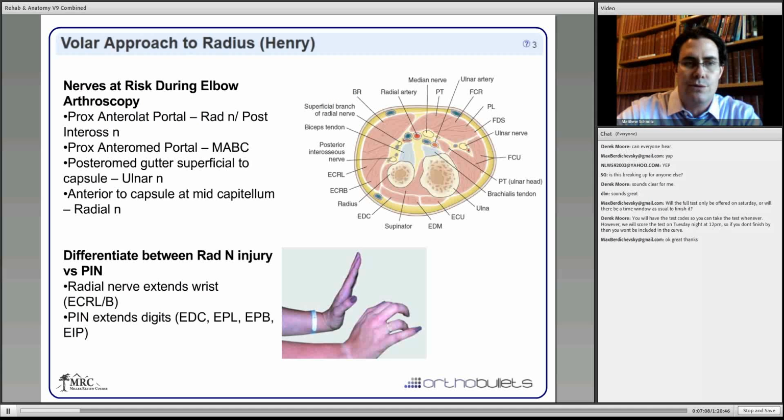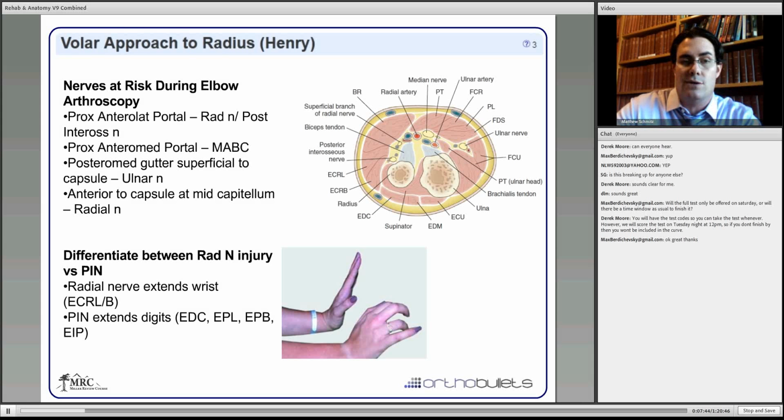So let's review a little bit about elbow arthroscopy and what nerves are at risk. When placing the portals, remember that with the proximal anterior lateral portal, the radial nerve and the posterior interosseous nerve are at risk. With the proximal anterior medial portal, the medial antebrachial cutaneous nerve is at risk. And then with the posterior medial gutter, superficial to the capsule is the ulnar nerve. Remember also that the radial nerve comes down just anterior to your capsule at the mid-capitellum. Specifically, that's where the radial nerve gives off the posterior interosseous nerve branch.